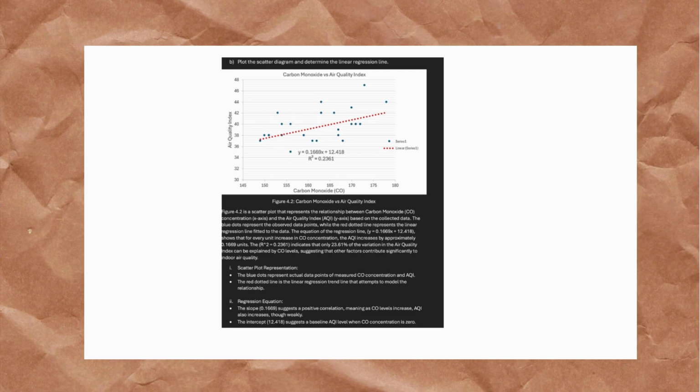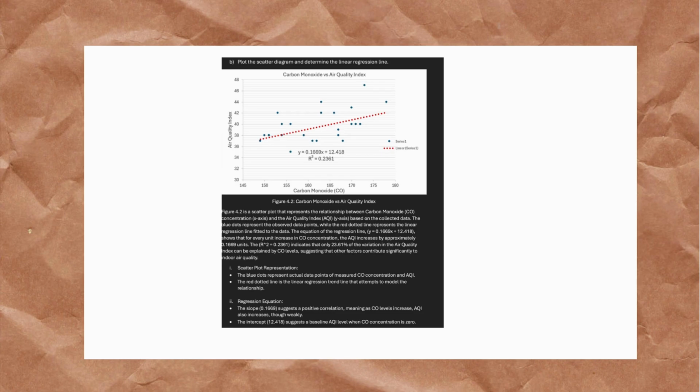Okay, this is the scatter plot diagram to determine the linear regression line, and this is the data that I took from Excel. So this shows carbon monoxide versus air quality index, and the plot is y equals 0.1669x plus 12.1418, and the R squared is 0.2361, which converts to a percentage of 23.61%.